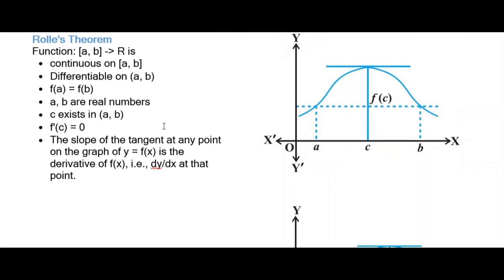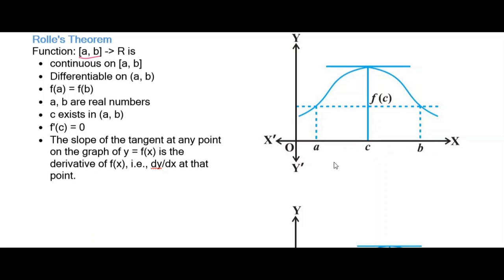Look at this graph. So we have got x-axis and y-axis. This is the function of x, y is equal to f of x. Let us consider the 2 points A, B as the closed interval, and it belongs to the real number. Now, this is continuous on AB.